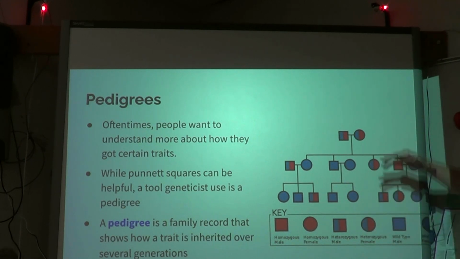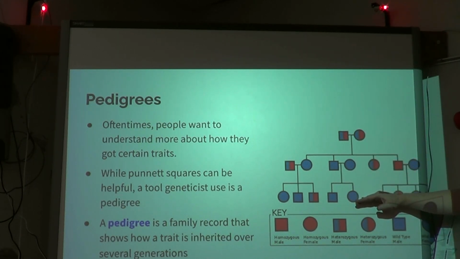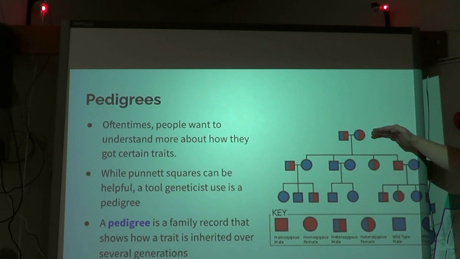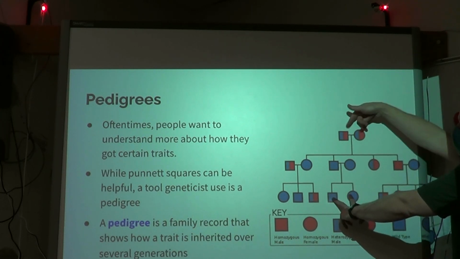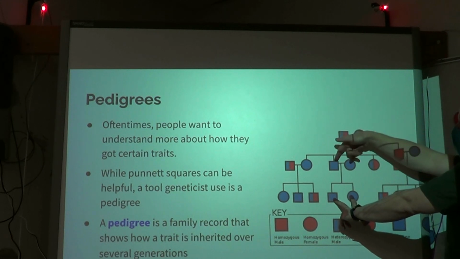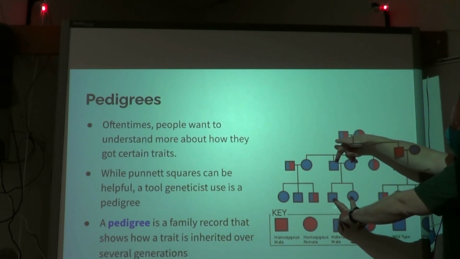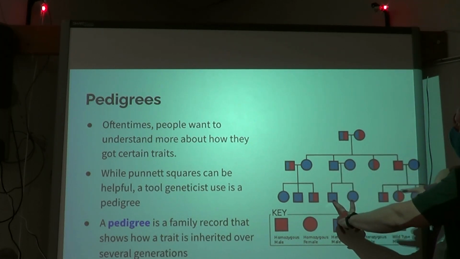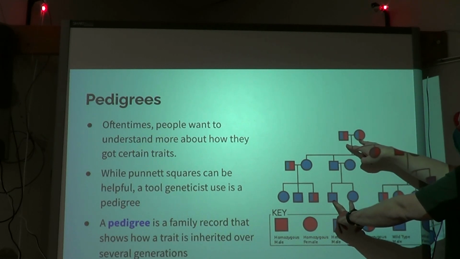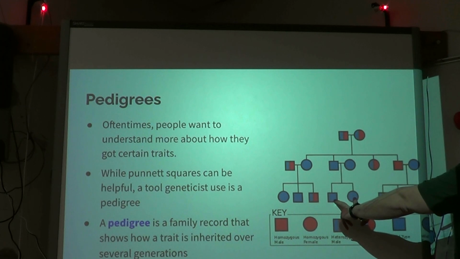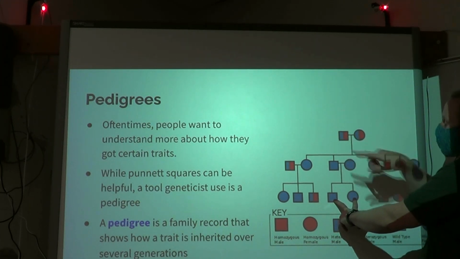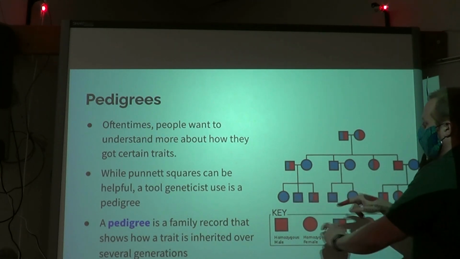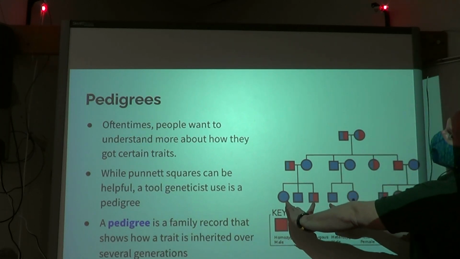Okay? So this is the first generation, second generation, third generation. What do these two individuals call these two individuals? Grandma and grandpa. And they call these two mom and dad. So these two are the children of these two, so mom and dad, and these two are the grandchildren of these two, so grandma and grandpa. If these two are the grandchildren of these two, then these two would call these two aunt and uncle, right? And these three would call these two cousins, okay?